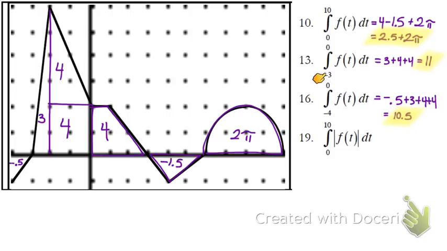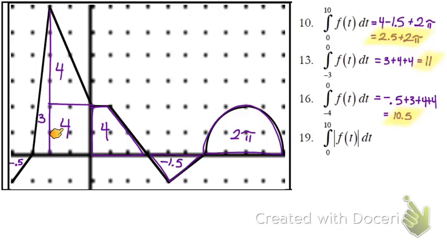So I came over here and I divided it up into shapes I knew how to find the area of. I had a rectangle down here at the bottom that was 4 units. And then I had a triangle right on top of it that was 4 units. And then I had this tall, skinny triangle right here that was 3 units. Finding the areas of all those and then adding them together from negative 3 to 0 gave me 3 plus 4 plus 4, which is 11.